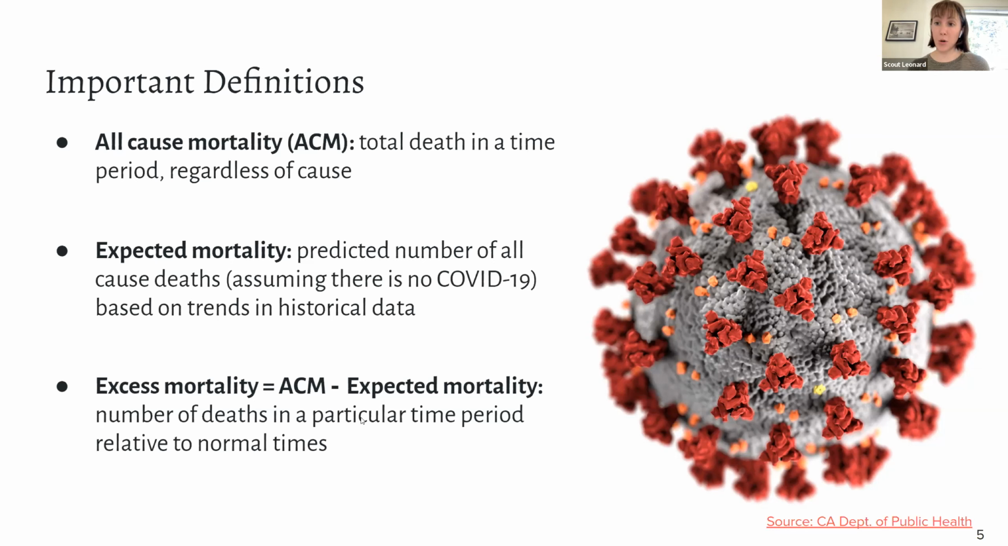So we can use all-cause mortality from years prior to the pandemic to predict the expected mortality for 2020 and 2021, assuming there was no COVID-19. And finally, we'll be using the term excess mortality quite a bit in this presentation. And this is just the difference between the measured amount of death, all-cause mortality, and the expected amount of death, expected mortality. And this gives us the number of deaths in a particular time period relative to normal times in the case of the pandemic.